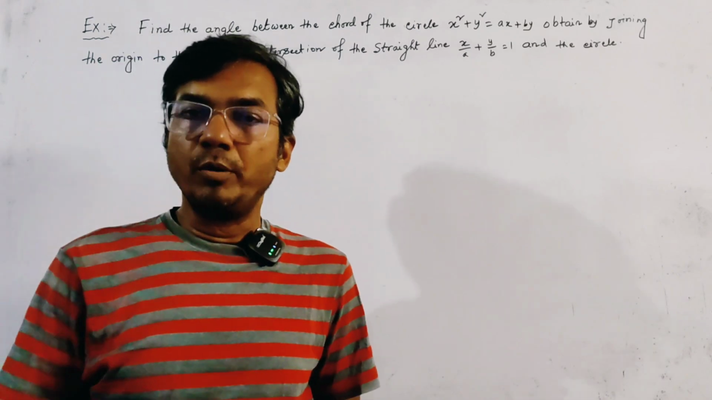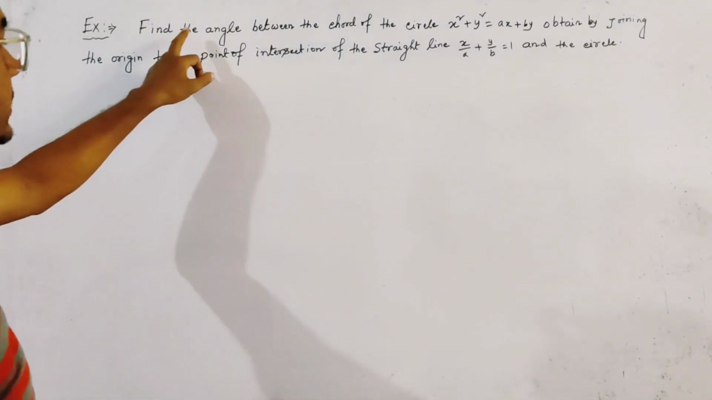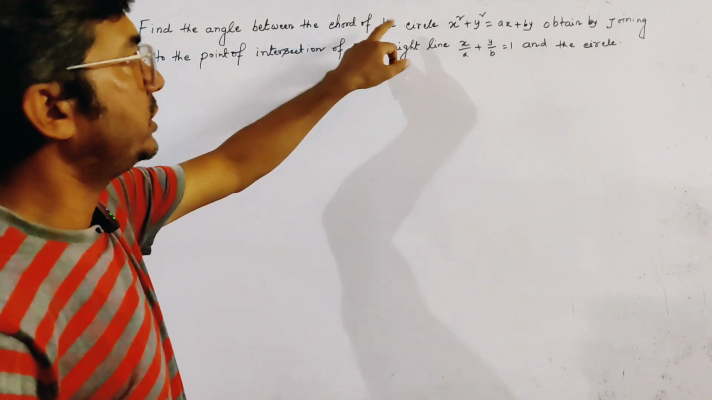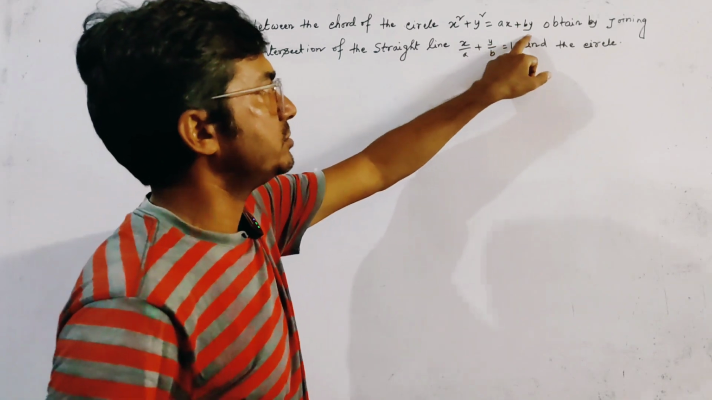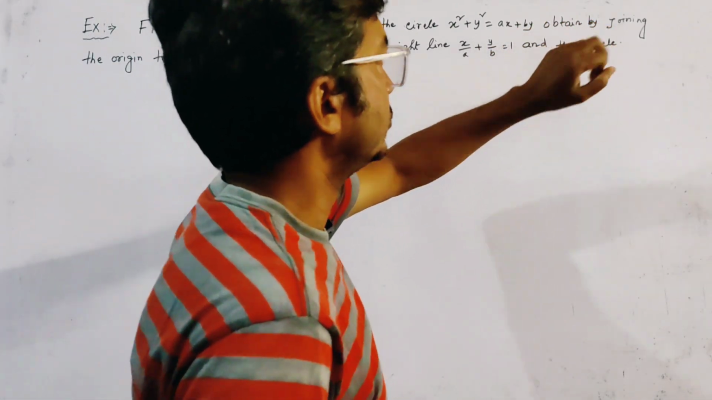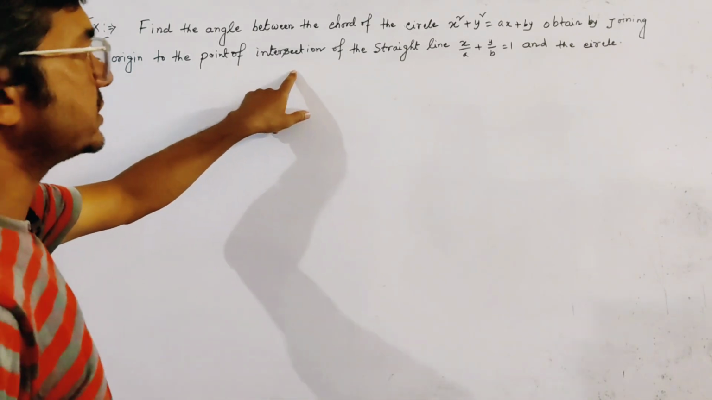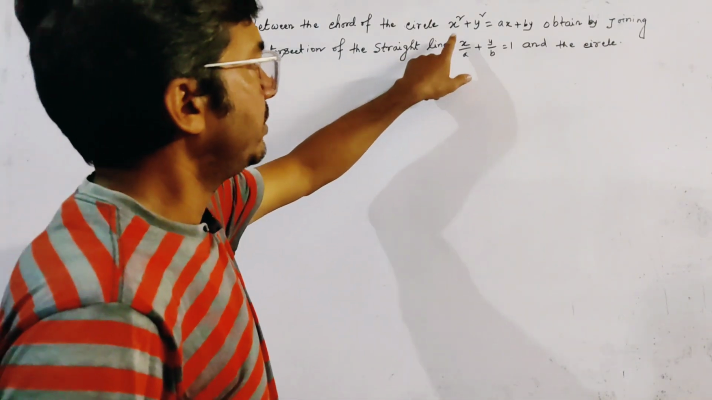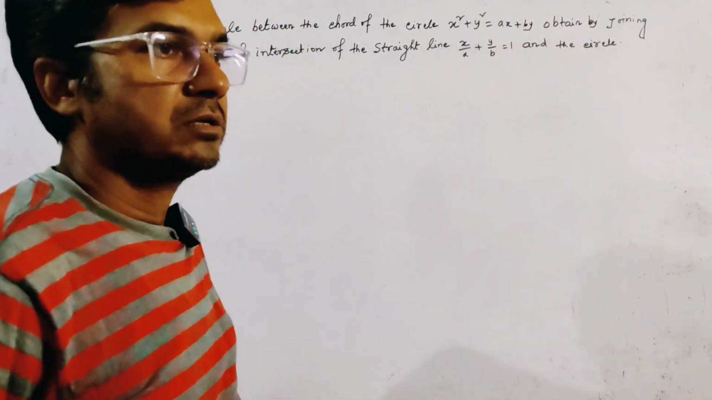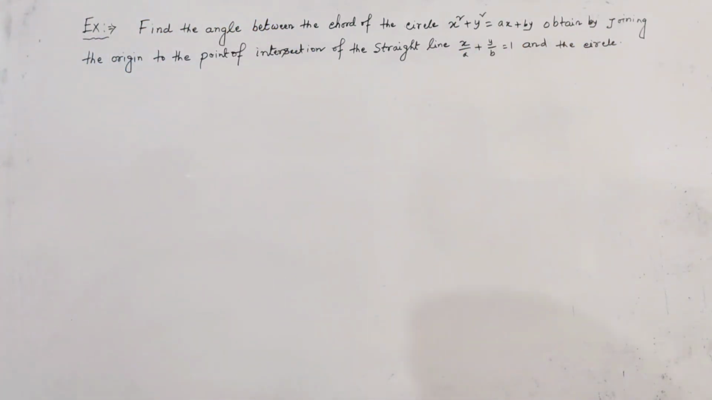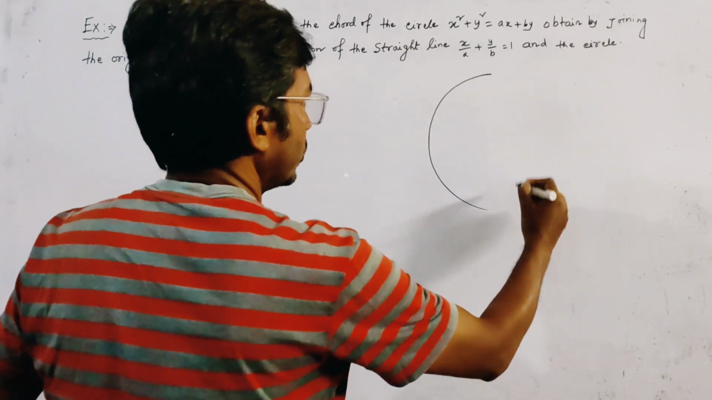A problem from pair of straight lines: find the angle between the chords of the circle given by x square plus y square equal to ax plus by, obtained by joining the origin to the points of intersection of the straight line given by x by a plus y by b equal to 1, and the circle. Okay, what is the meaning of the problem? We have to find the angle between the chords.